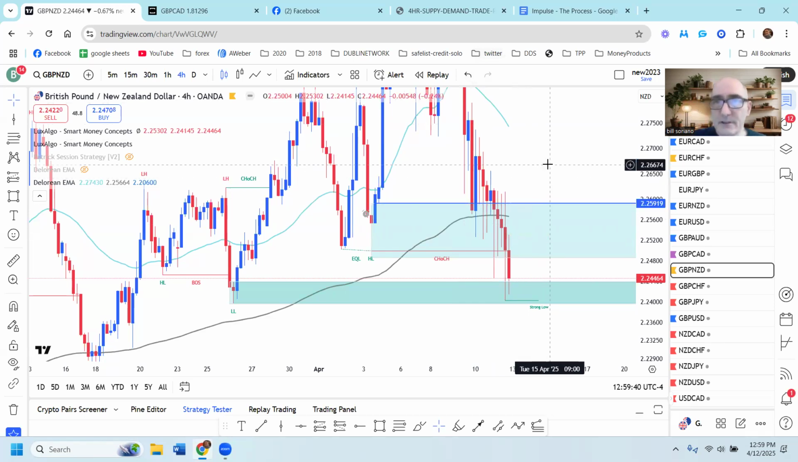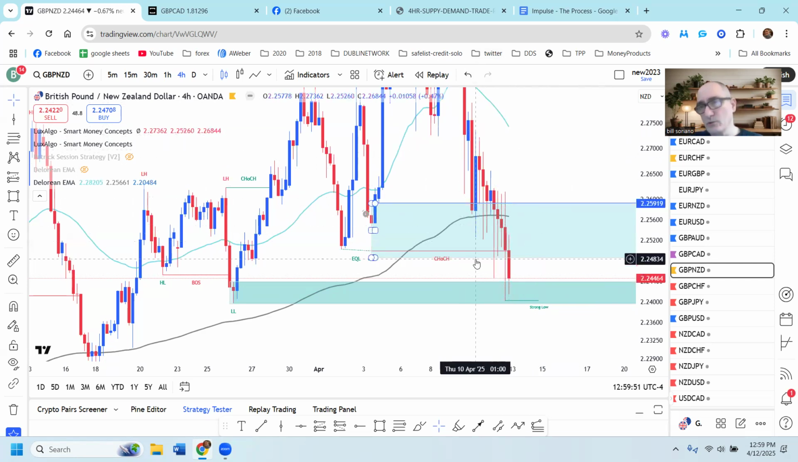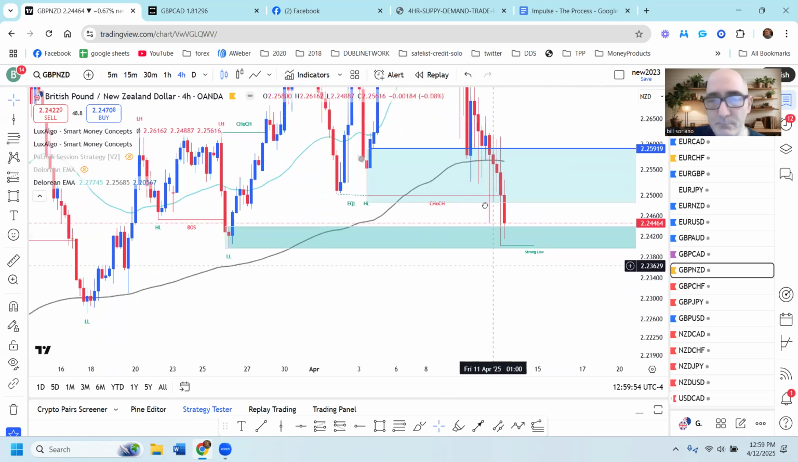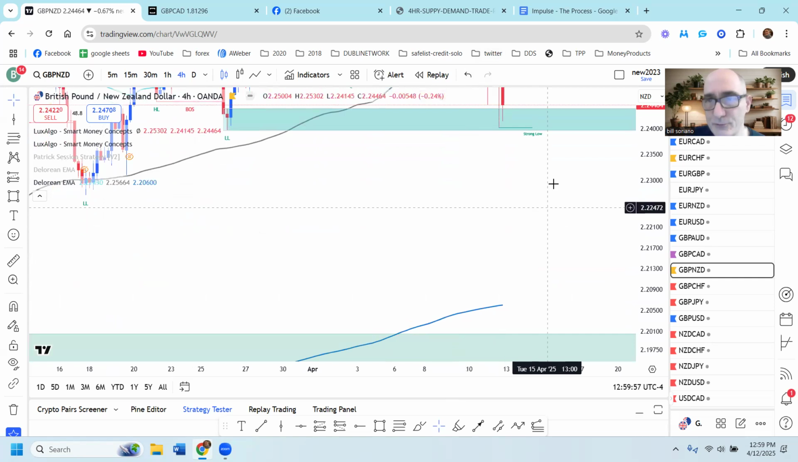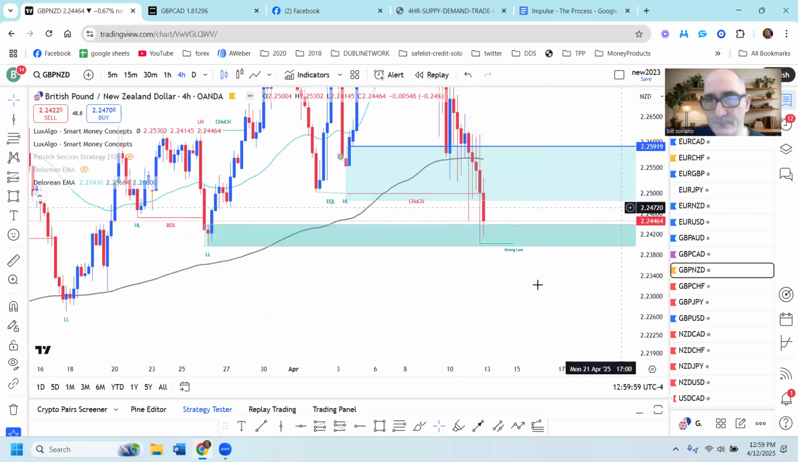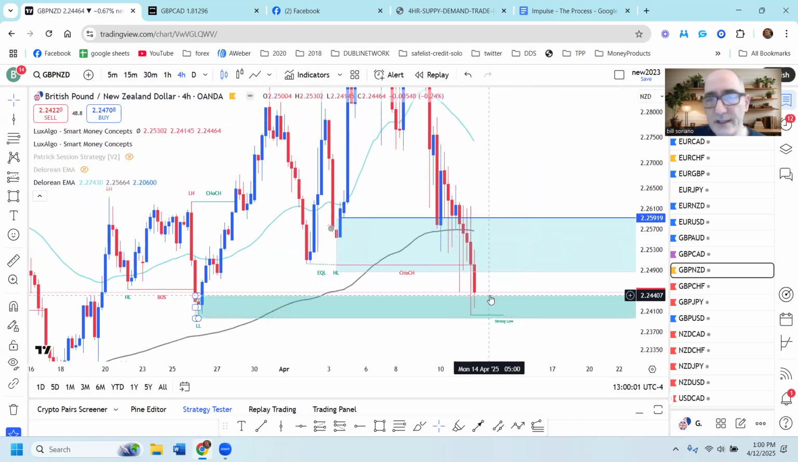Now, sometimes as price moves back to your 4-hour supply or demand zone, this 50 may cross the 200 down or up, depending on which way it's going. And that's still okay as long as price remains above or below that 800. Okay. So this trade now, we're looking at this for next week.